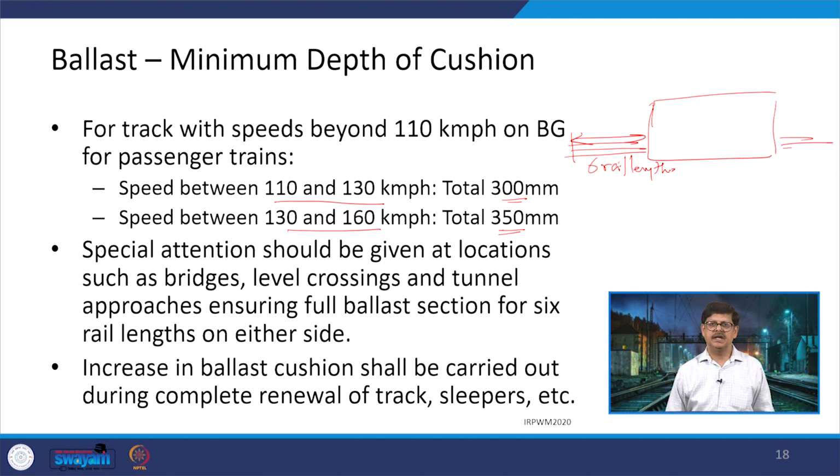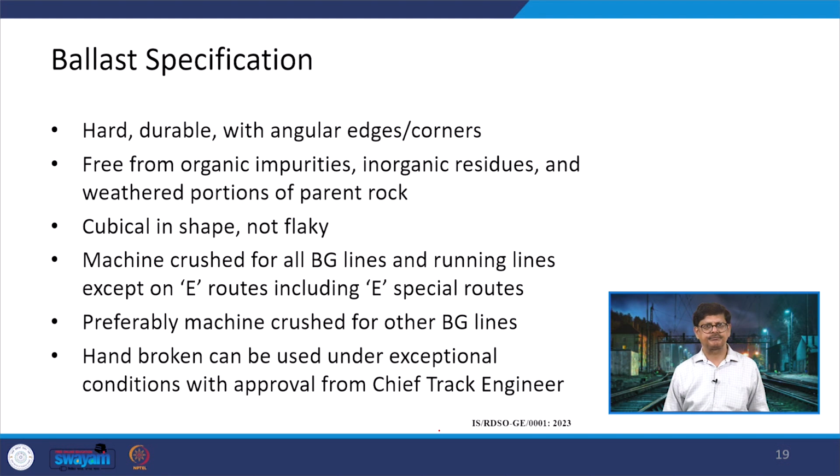Increase in the ballast cushions shall be carried out during complete renewal of track or sleepers, or any other such overall renewal. Previously, it might have happened that you provided 200 or 250, but now in general we are going for 300 or 350. So, that change in the thickness has to be done at the time of a renewal.